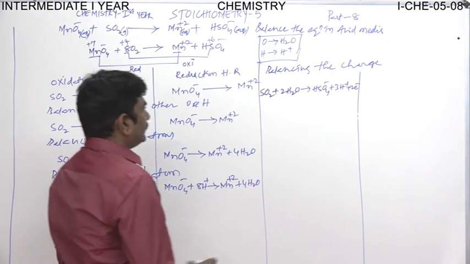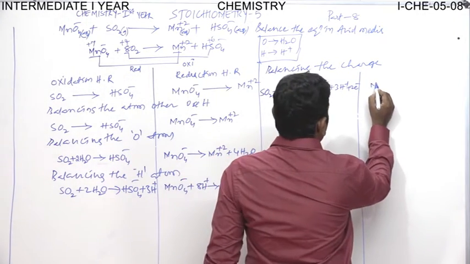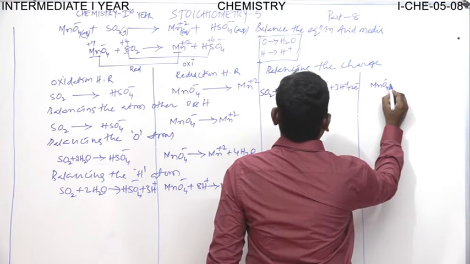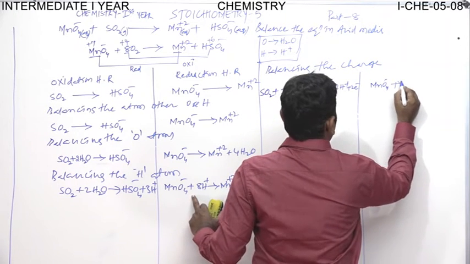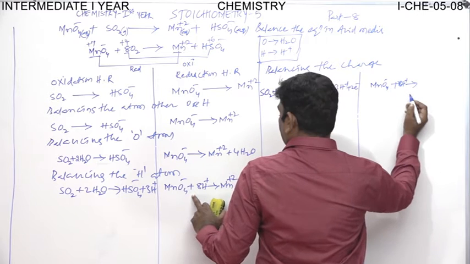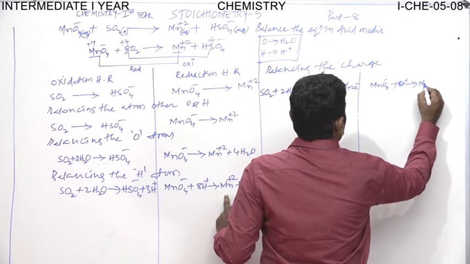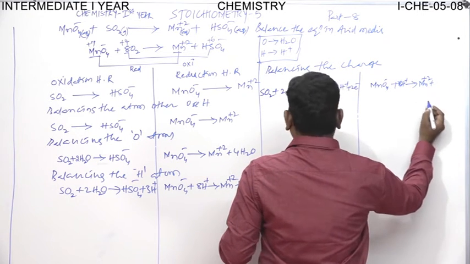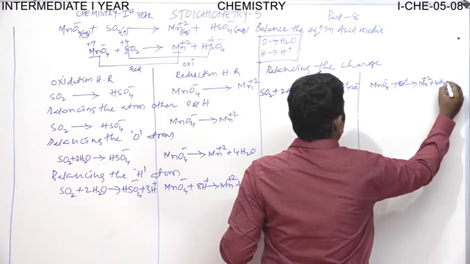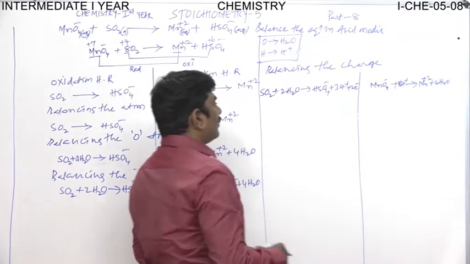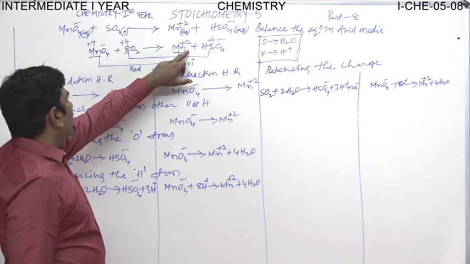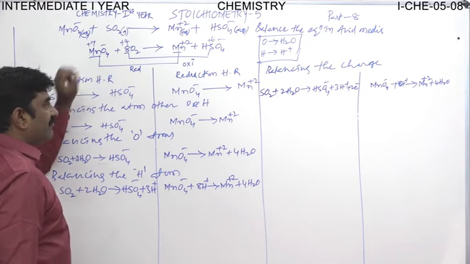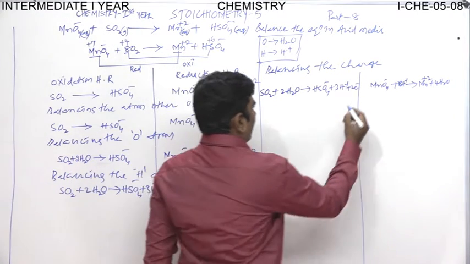Next case, MnO4 minus plus 8H plus will give Mn plus 2 plus 4H2O. So how many electrons are different? 5. Here +7, +2. So how many fewer electrons are there at +7 than at +2? 5 electrons. Therefore add 5 electrons this side.